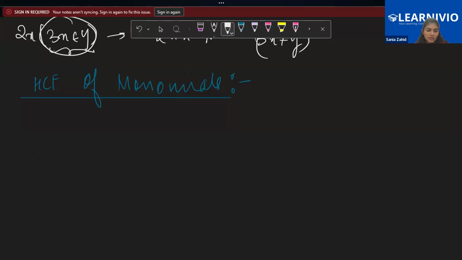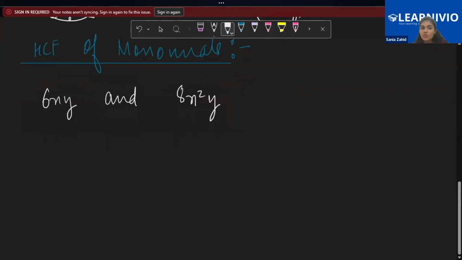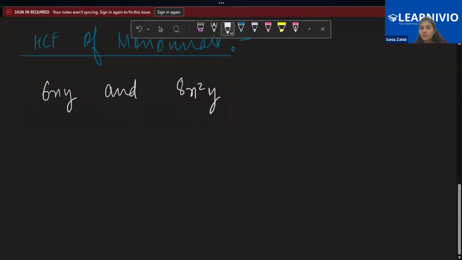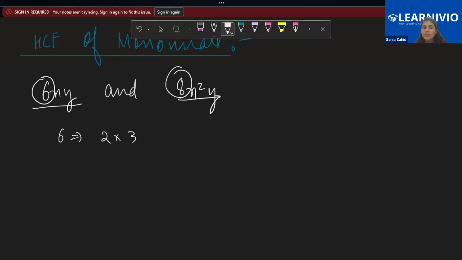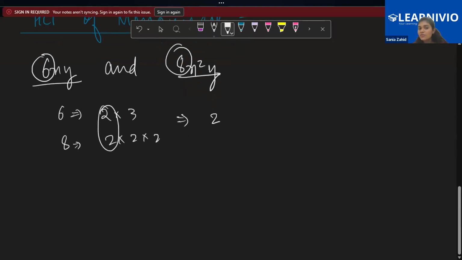So now let's suppose the question is 6xy and 8x square y. Find the HCF of both of them. So children, what you will do is you will separate them and then work accordingly. So here the number is 6, here the number is 8. What is the HCF of 6 and 8? How do you find the HCF? By finding the common factors. So you do the factorization of 6, that's 2 into 3. 8 is 2 into 2 into 2. So what is the common factor? Only 2. So the HCF of 6 and 8 is 2.